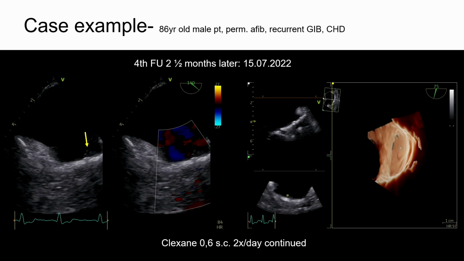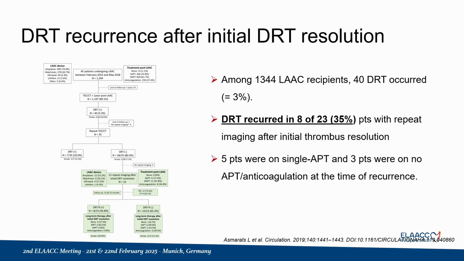And Kasper, you already mentioned it. Is, for example, a peri-device leak, because if you look at this area where the thrombus formation originated from, this was a small peri-device leak. So is it a bystander? Is it contributing to the amount of thrombus? So a lot of open questions. The recurrence of DRT is not infrequent.